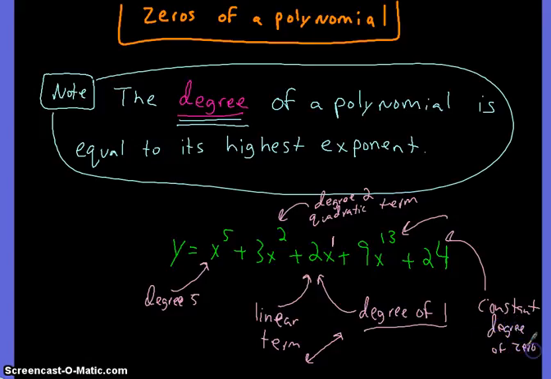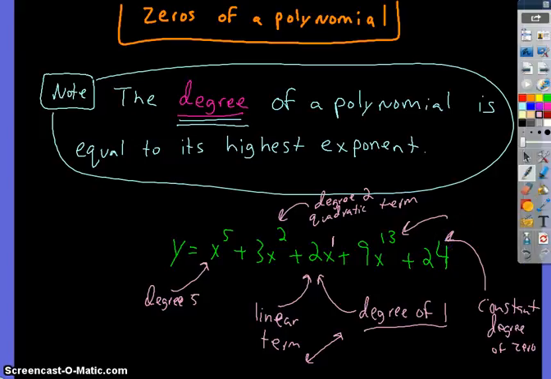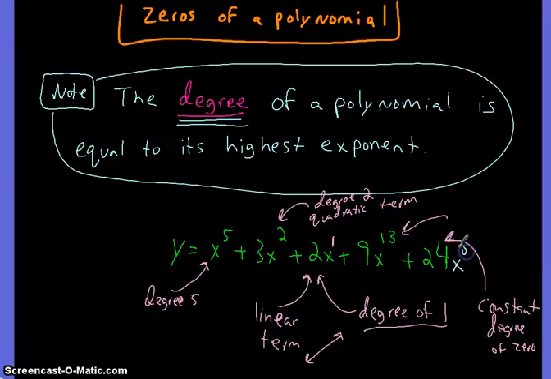Someone might ask, well, why does it have a degree of 0? The reason why it has a degree of 0 is that there's an understood x to the 0 power next to that 24, because x to the 0 power, or anything to the 0 power, is equivalent to 1. Meaning that that's really 24 times x to the 0 power, or 24 times 1, which is still 24. And that's the reason why this polynomial has degree 0.